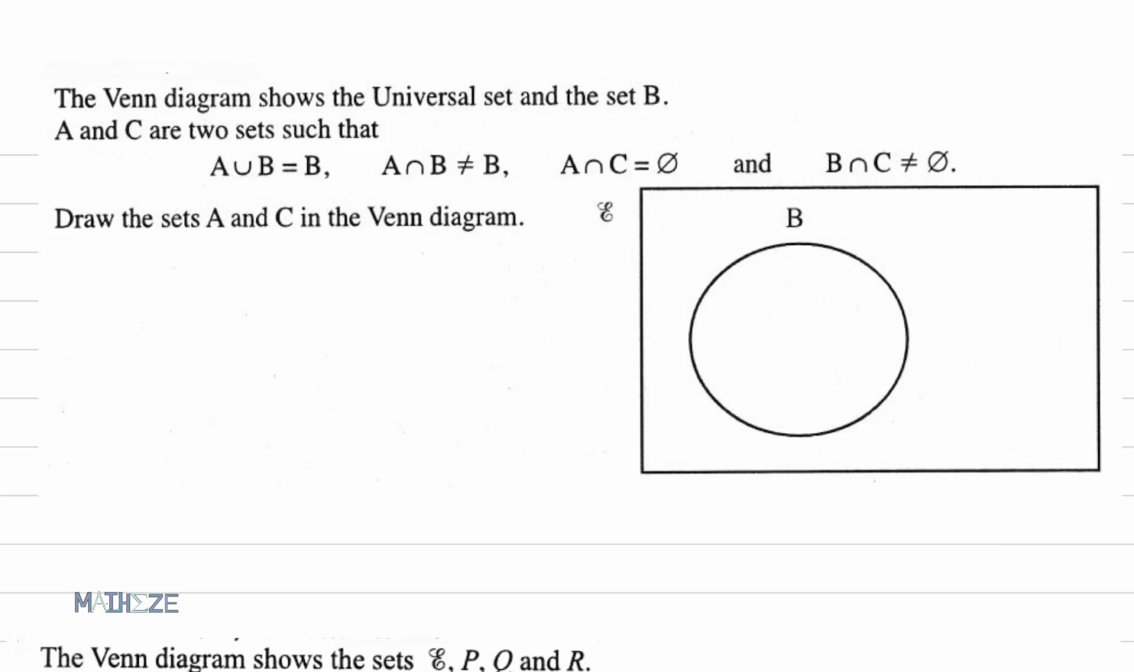It says A union B is equal to B. So let's suppose my A was here. Now if it's A union B, I'm going to shade A and then I'm going to shade B. So what's my entire answer? Is it B? Yes, sir. Okay. And it says A intersection B is not equal to B.